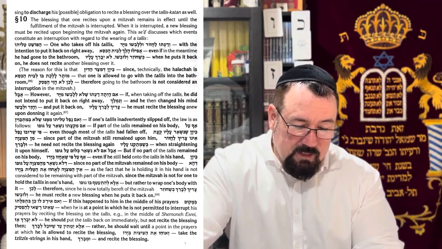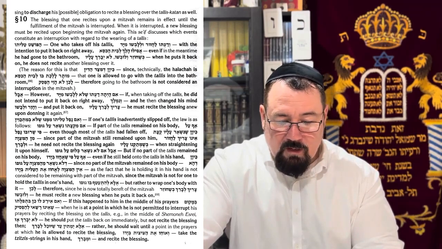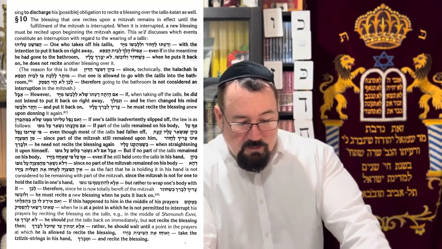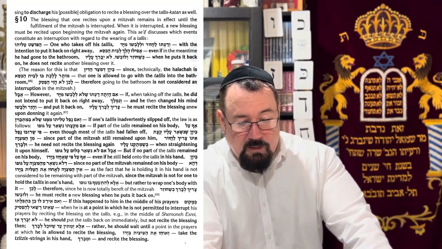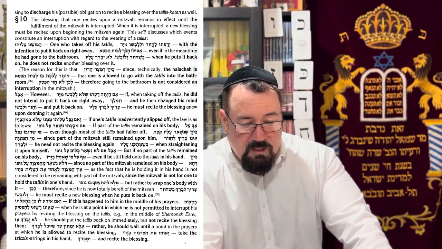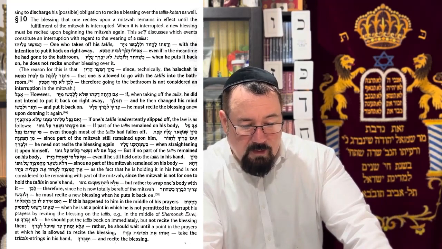If he took the talit off with no specific intention in mind, then the law depends on whether he was wearing a talit katan at the time. If he was wearing a talit katan, he does not recite the blessing anew upon donning the talit gadol again. But if he was not wearing a talit katan, he must recite the blessing anew when he dons the talit again, according to Mishnah Berurah 8:38.